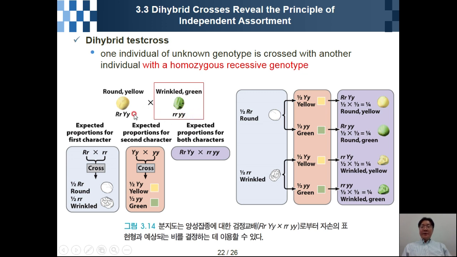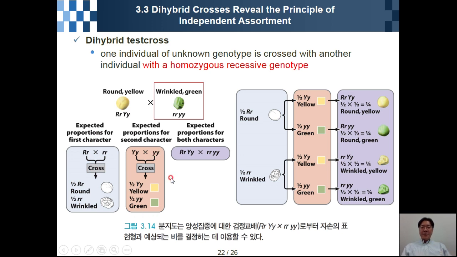So if the one individual of unknown genotype is heterozygous like this, or they can be homozygous, large R, large R, large Y. But in this case, when they are heterozygous like this, the expected proportion per first character will be, if we split it like this and split it like this, 1 out of 2 is round, and 1 out of 2 will be wrinkled.